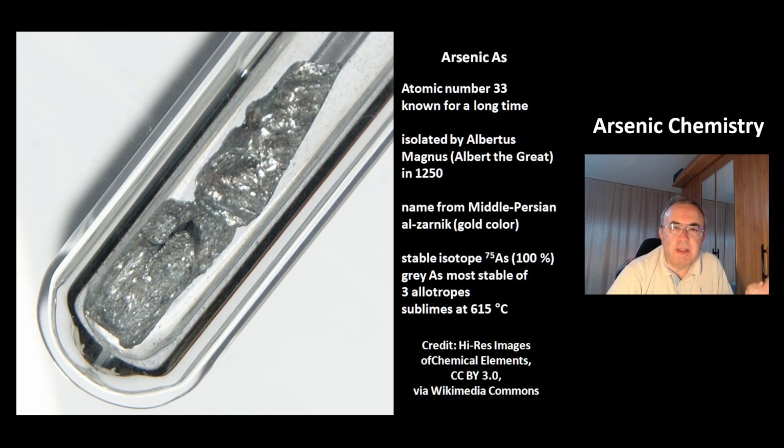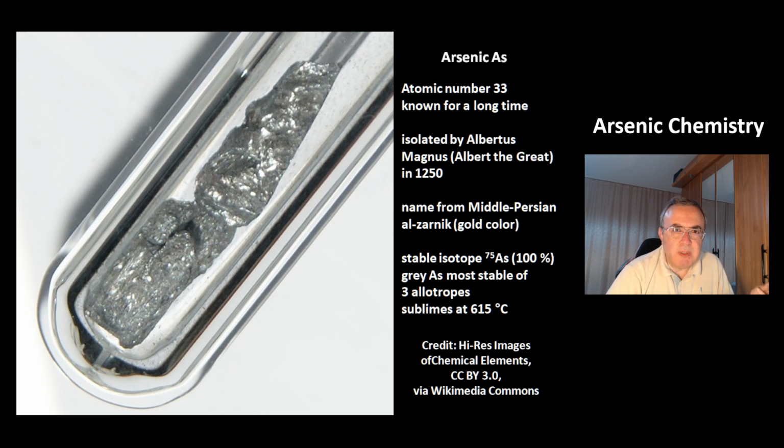This is a picture of the element arsenic, which has the atomic number 33. It was known for a long time. It was isolated by Albertus Magnus, who was called Albert the Great, in 1250. Its name comes from the Middle Persian word Arsenic, which means gold color.